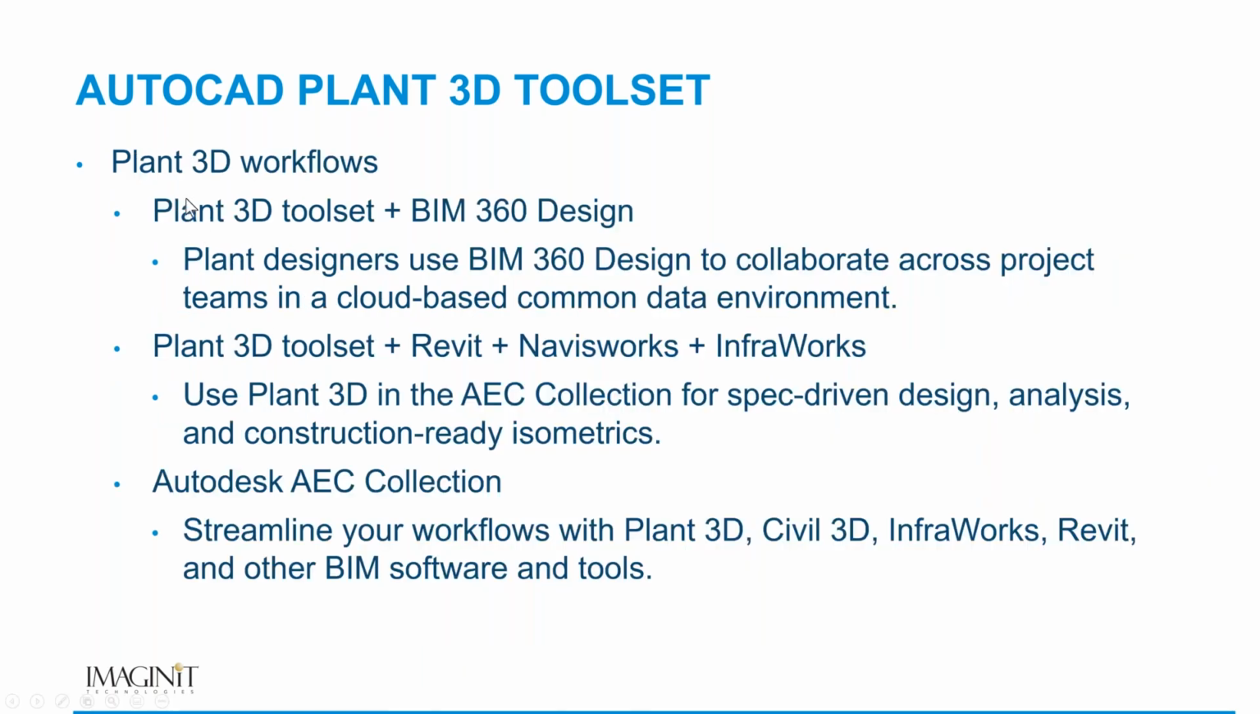And then last, we've got our Plant 3D workflow. If you're using Plant 3D Toolset and BIM 360 Design, it allows plant designers to use BIM 360 to collaborate across project teams, a cloud-based common data environment: Plant plus Revit plus Navisworks plus InfraWorks. Use Plant 3D in the AEC collection for spec-driven design, analysis, and construction-ready isometrics. So you use Revit for the building, Plant to fill in the building's information, Navisworks for clash detection, and InfraWorks to actually look at the Revit model on the site and how it will look.